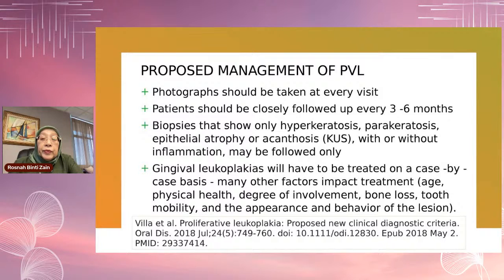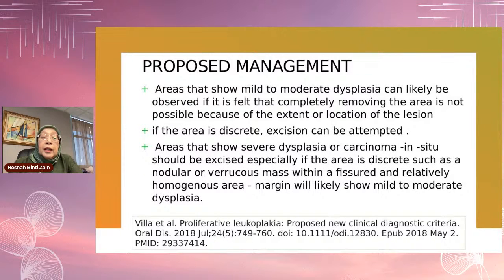And next. Okay, continue further with proposed management. Areas that show mild to moderate dysplasia can likely be observed if it is felt that completely removing the area is not possible because of the extent or location of the lesion. And if the area is discrete, excision can be attempted. Areas that show severe dysplasia or carcinoma in situ should be excised, especially if the area is discrete, such as a nodular or verrucous mass within a fissured and relatively homogeneous area. Margin will likely show mild to moderate dysplasia.